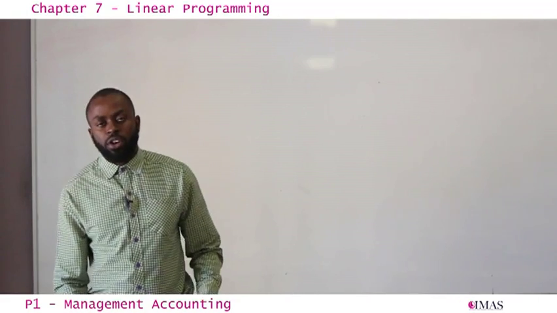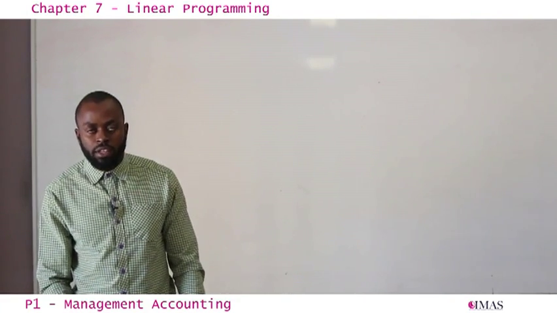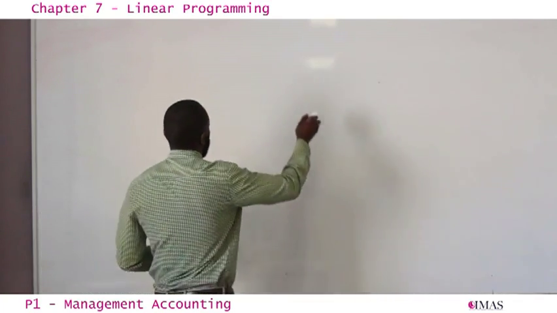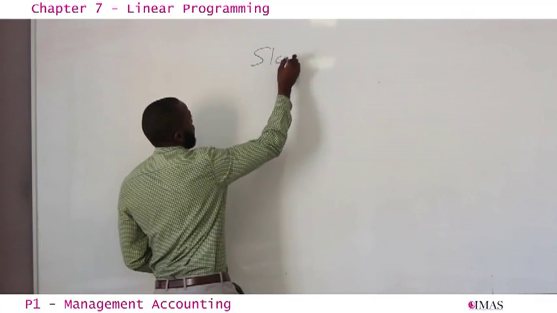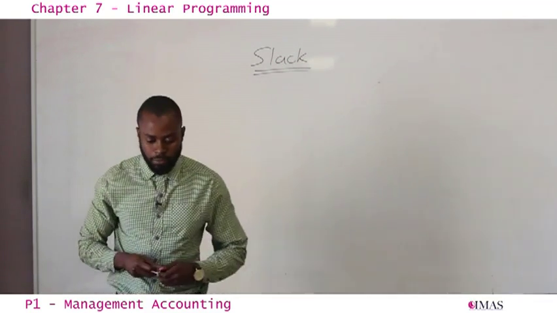Now we're going to look at the last part, the limitations of linear programming, the last theoretical aspects. In our exam, you should know that the questions you're going to be asked are not only computational. The theoretical aspect is also as important. So we're just going to recap a few things. First, we're going to look at slack.